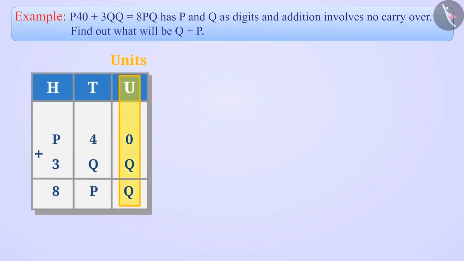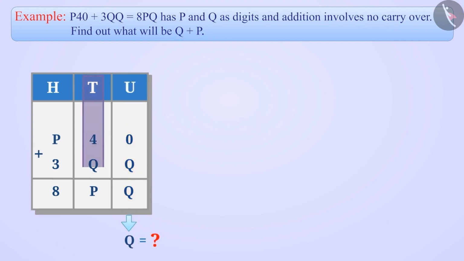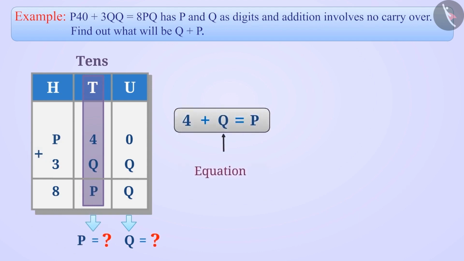In the units place, we see that 0 plus Q is equal to Q. At this place, we do not know the value of Q. In the next column of tens, we see that 4 plus Q is equal to P. But we neither know the value of P nor Q. So we cannot find the values of P and Q from this equation.